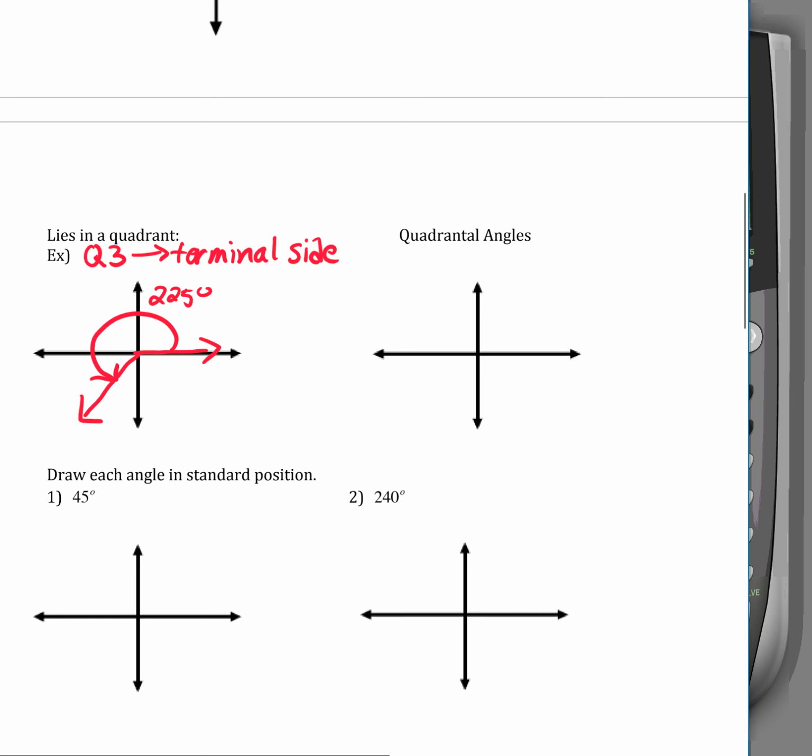And then quadrantal angles are going to be your angles that are right on the axis. So 0, which would also be 360 when we come full circle around. Let me go counterclockwise, 90, 180, and 270. So we're breaking it into those 4 quadrants or 4 axes by those angles. So these are angles on the X and Y axis.